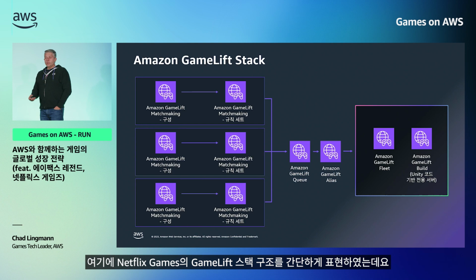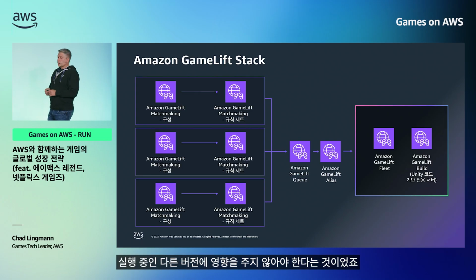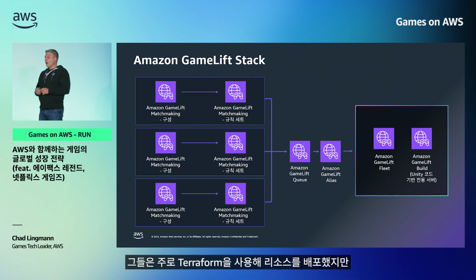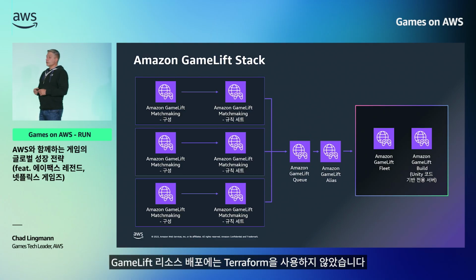So here's an example of what the GameLift stack looks like for Netflix. They had one requirement, which was the ability to update and delete resources for a game version with no impact to other running versions. Now, although they primarily used Terraform for resource deployments, Terraform was not used for versioned GameLift resource deployment due to the challenges associated with the shared Terraform state across the full versions of the game.